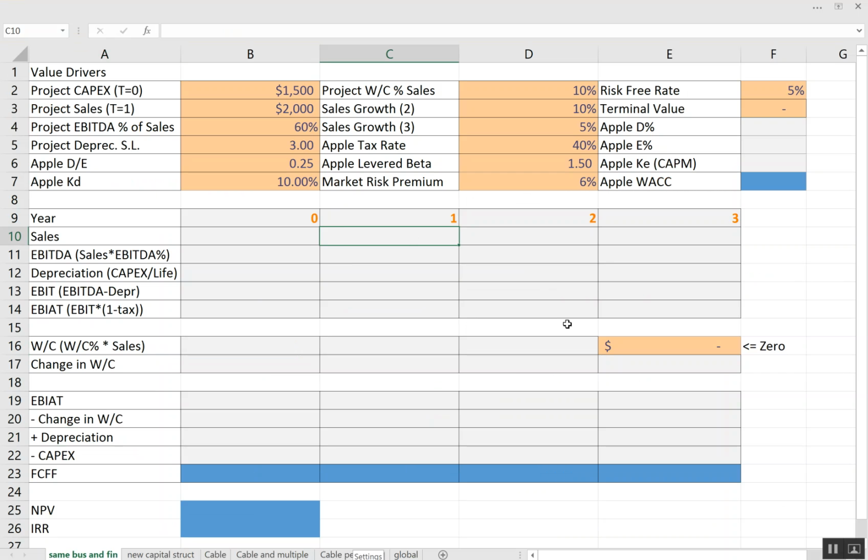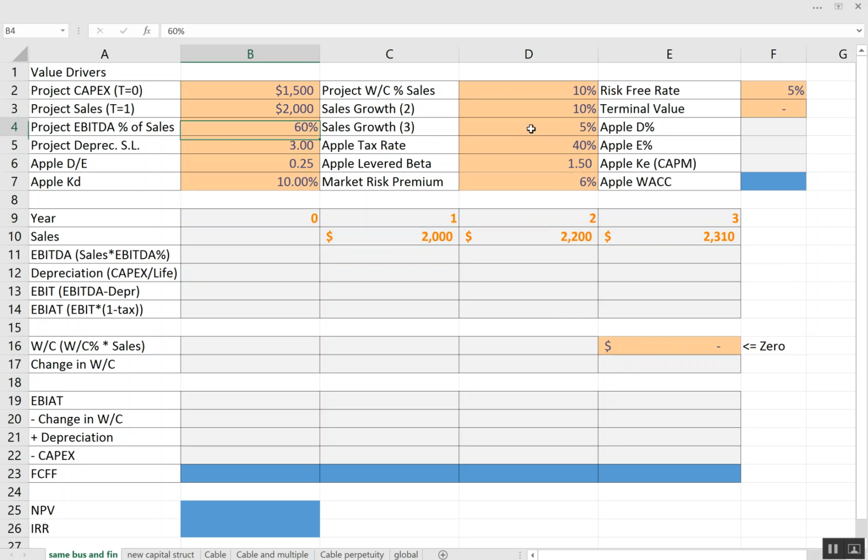So let's start off. We think the sales are going to be $2,000 in the first year. And then sales are going to grow at 10% the first year. And then they're going to grow at 5% the second year. So there are my sales.